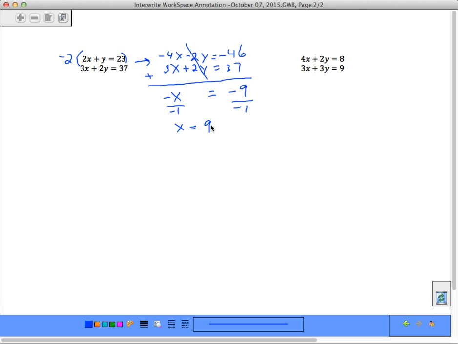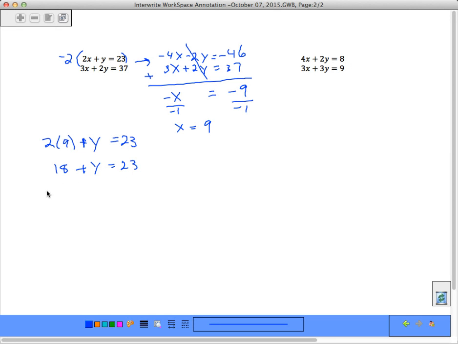And once I have x, I can plug it back into either equation to get y. Maybe I like the top one better, so I'm going to say smaller numbers, 2 times, I know x is 9, so 2 times 9 plus y equals 23. Multiply here, 2 times 9 is 18, plus y equals 23.